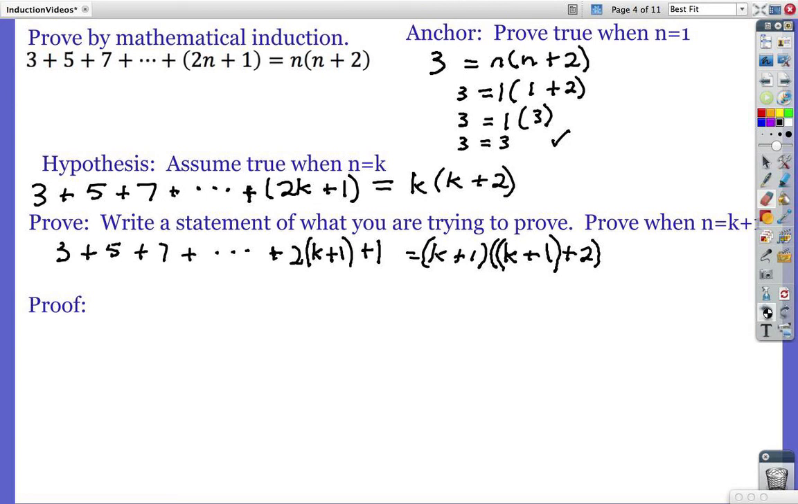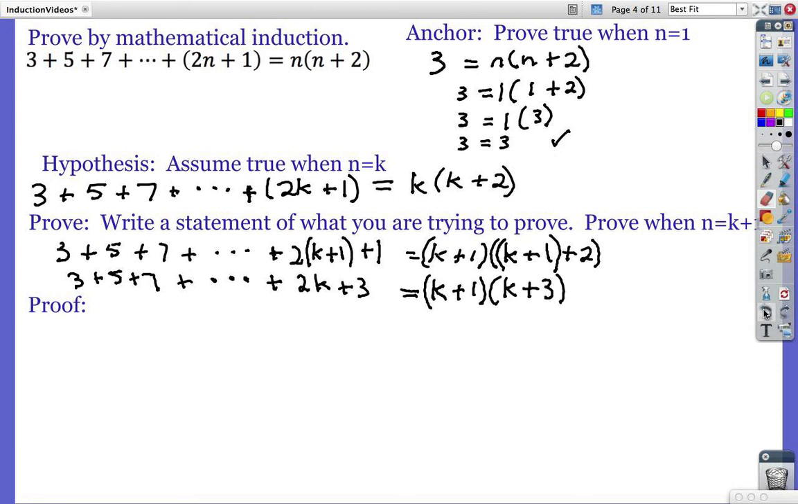Simplifying a little bit, on the left side, the 2 can be distributed to the k plus 1, giving me 2k plus 2, and then plus the 1 there, meaning 2k plus 3. And on the right side, we can just combine to make it (k plus 1) times (k plus 3). So to do the proof now, I'm going to start with the left side of my prove statement, and I'm going to attempt to show that it's equal to the right side.